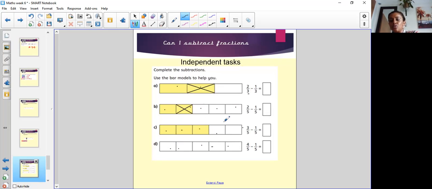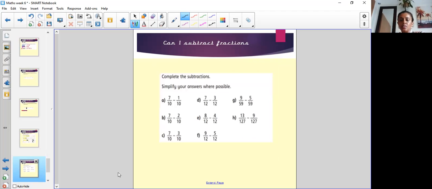The number that you shade is the first number. So here you're taking away from 3, so you would shade 3. Then with the 1, you would cross off 1, and then see how many you are left with. 1, 2. Okay, so there is just a little quick recap for you. Complete some more of these and see if you can simplify your answers where possible. Remember looking at how many goes into a whole, and then what's the remainder that's left over.